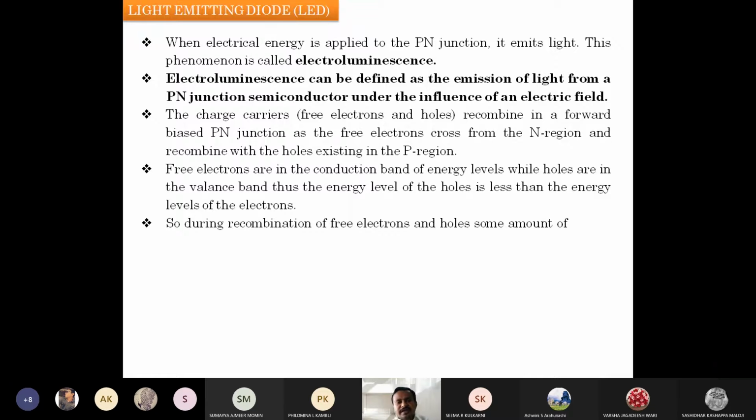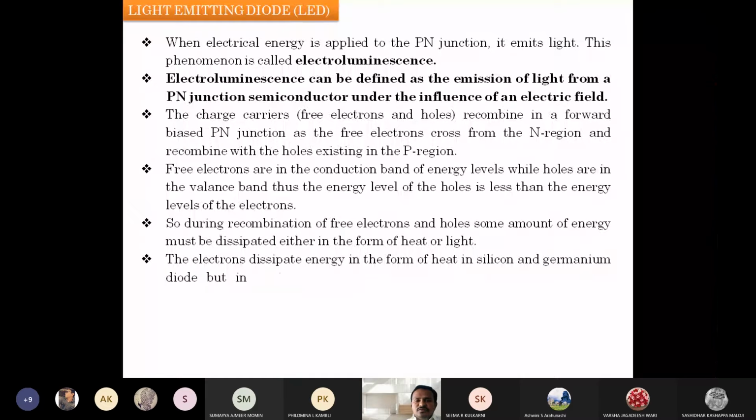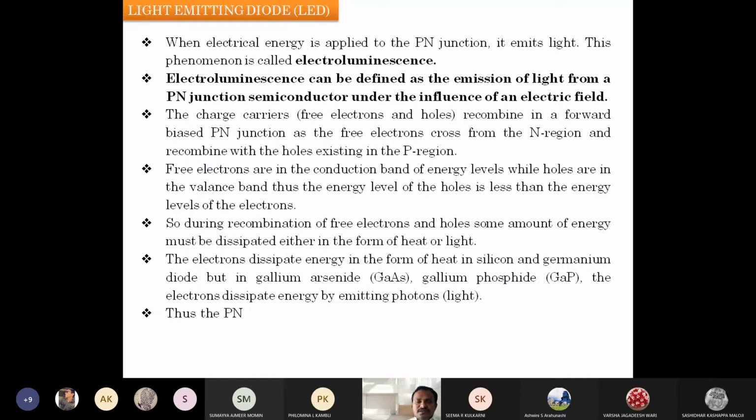Okay, so these free electrons are in the conduction band of energy, as we see in the energy band diagram, while holes are in the valence band. Thus, the energy level of the holes is less than the energy level of the electrons. So, during recombination of free electrons and holes, some amount of energy must be dissipated, either in the form of heat or light. In these devices, it is going to produce light.